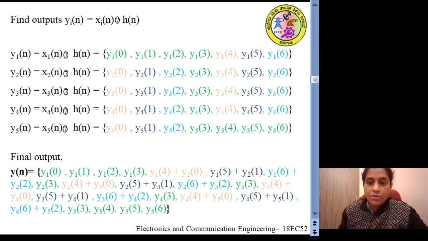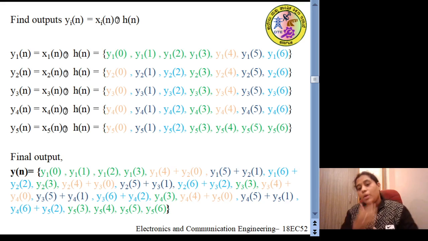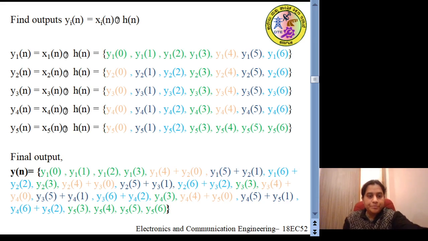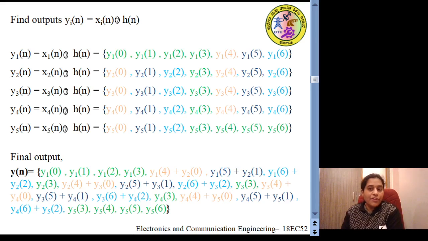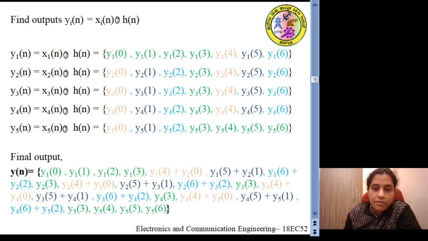Similarly, y2 of n is equal to the 7 point circular convolution of x2 of n with h of n to obtain y2 of 0, y2 of 1, y2 of 2, y2 of 3, y2 of 4, y2 of 5 and y2 of 6. Similarly, y3 of n can be obtained by the 7 point circular convolution of x3 of n and h of n. So we obtain y3 of 0, y3 of 1, y3 of 2, y3 of 3, y3 of 4, y3 of 5 and y3 of 6. Similarly, y4 of n can be obtained by x4 of n circularly convolved with h of n to obtain y4 of 0 through y4 of 6. And the last block of output is y5 of n, obtained by the 7 point circular convolution of x5 of n with the impulse response h of n.